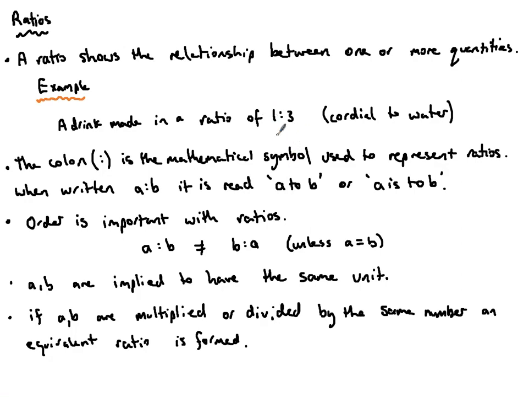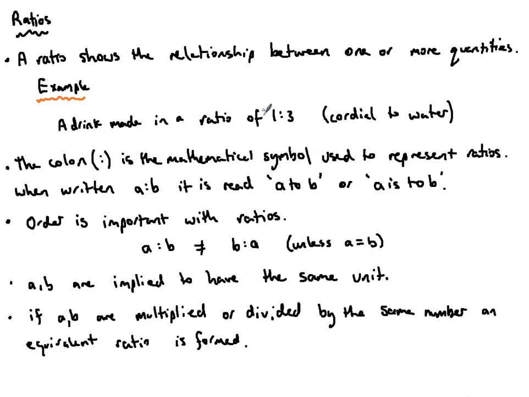Now, with a ratio, order is important, so we have to be a little bit careful. In this case, this number here represents the cordial, and this number here represents the water. If we had it the other way around, we would be putting in too much cordial to water, unless, of course, we swap that as well.